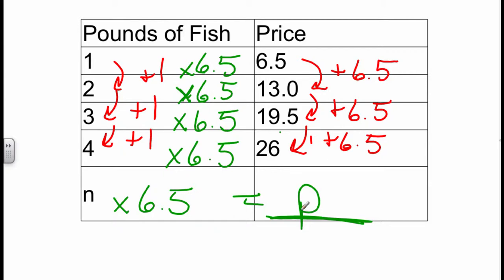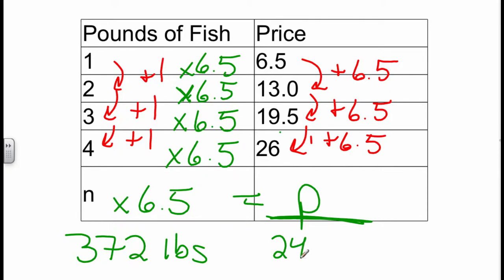Okay, so let me say this. Let's say I own a restaurant and I decide to order 372 pounds of fish. That's gross. How much would I have to pay for it? We're not going to add up 6.5 372 times. Hannah Harvey, what are we going to do? 372 times 6.5, what'd you get? She's got her calculator out. $2,419.18. So if I own a seafood restaurant and I have to buy lots of fish for the week, I have to pay out for it.